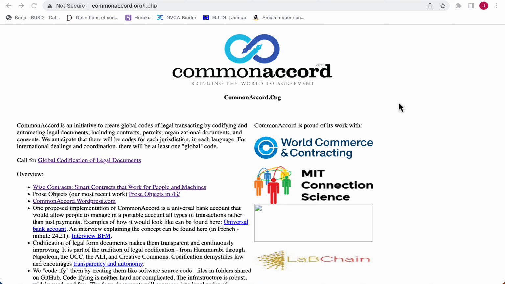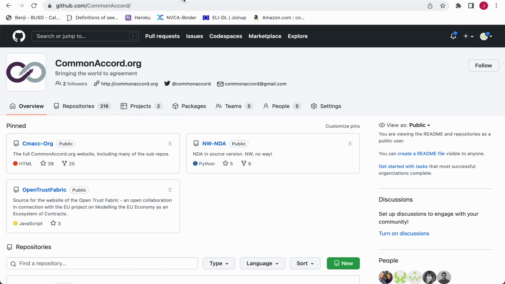Jim Hazard, and an introduction to CommonAccord, particularly as applied to the startup VC technology transfer office ecosystem. CommonAccord is an effort to open source legal documents in the same way that software is open sourced. Let's show a little bit of what that looks like.